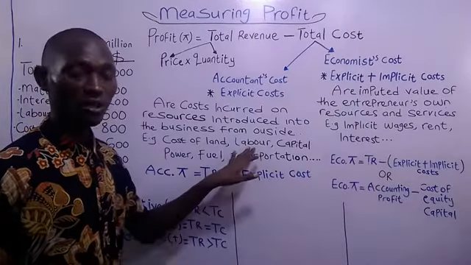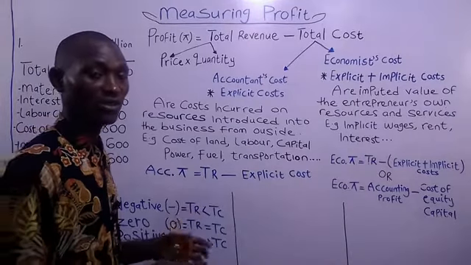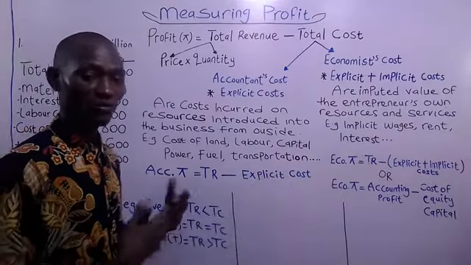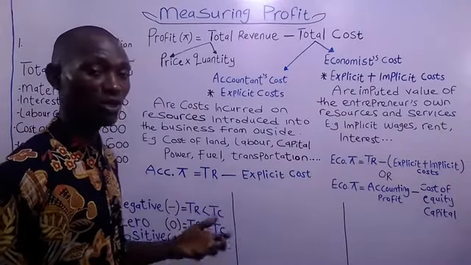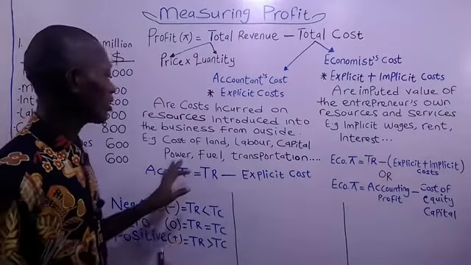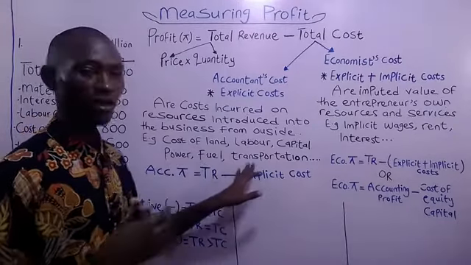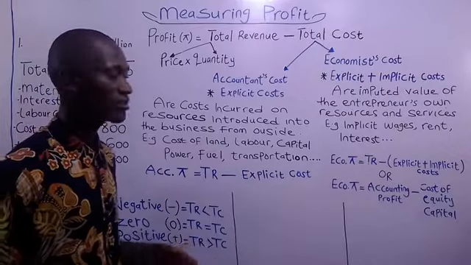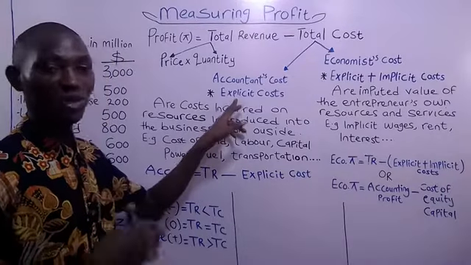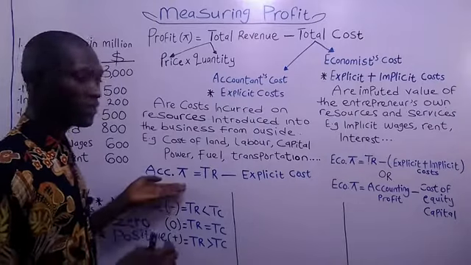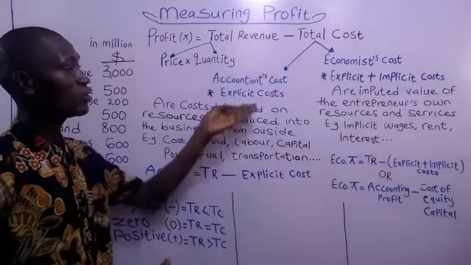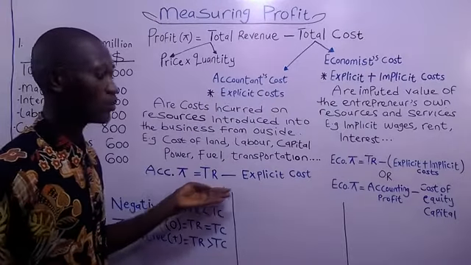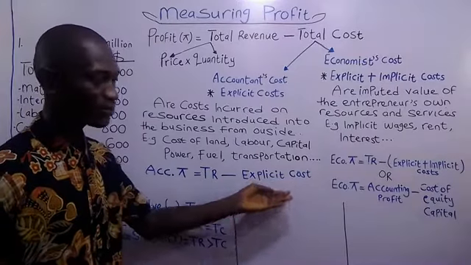The cost of labor, which is the wages or salary you have to pay to labor, skilled, semi-skilled, and unskilled. The cost of capital, that means the interest you have to pay for borrowing money in the financial institution. Cost of power, cost of fuel, cost of transportation, cost of advertisements, taxation costs, and all that constitutes explicit costs. So to get your accounting profit, since accountants only view cost as explicit cost, your accounting profit will be total revenue less explicit cost.